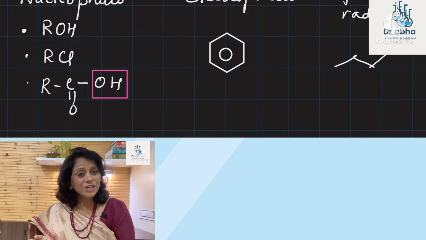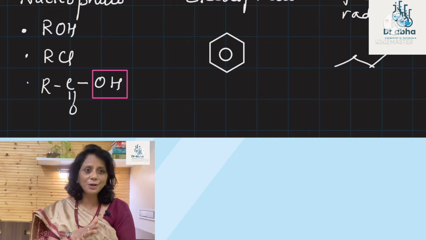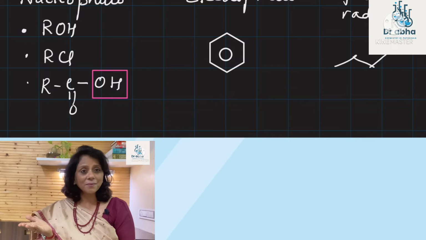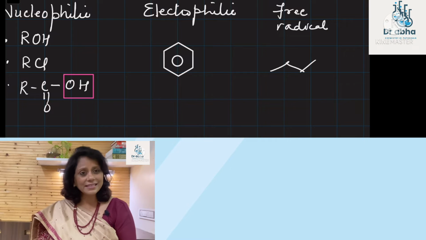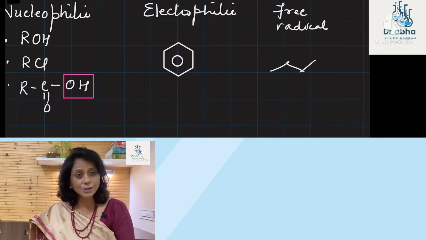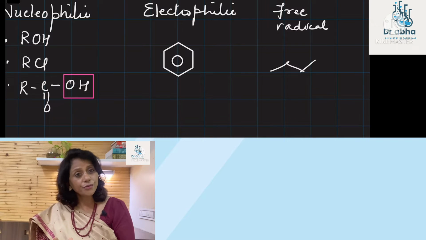So OH will be replaced by another nucleophile, Cl will be replaced by another nucleophile, right? And let's move on to the next category, benzene. As I told you before, benzene has double bonds. It has got 3 double bonds.